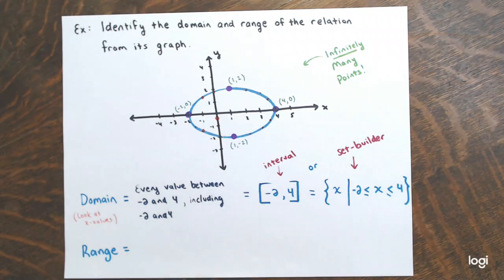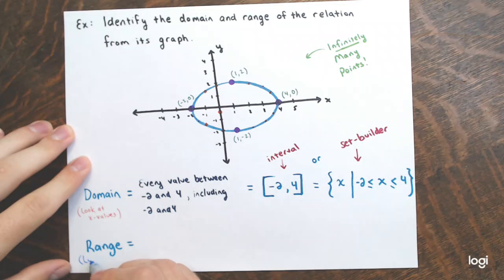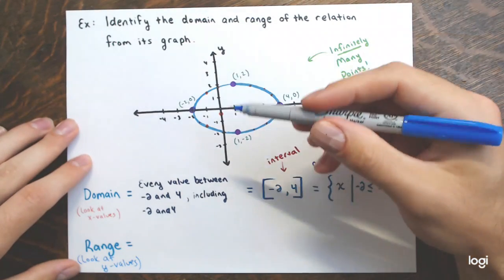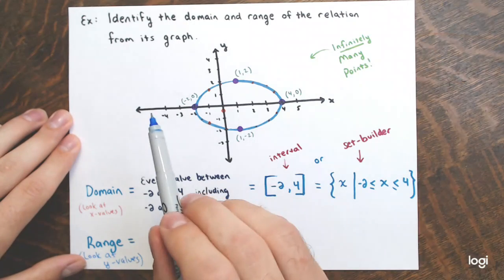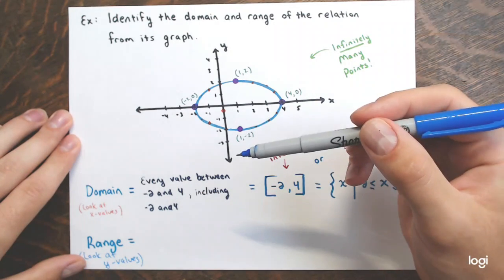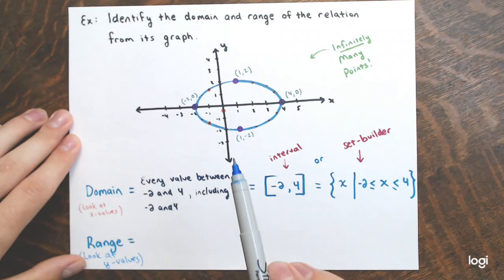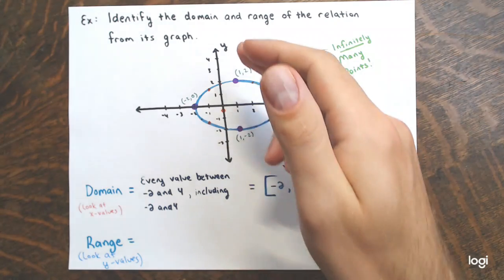So look, now the range. For the range, you are looking at the y values. You look at the y-axis. When you're writing interval notation, you always go low to high. So I went from left to right on the x-axis. For the y-axis, I'm going bottom up, from the bottom to the top. Those are low numbers to high numbers.